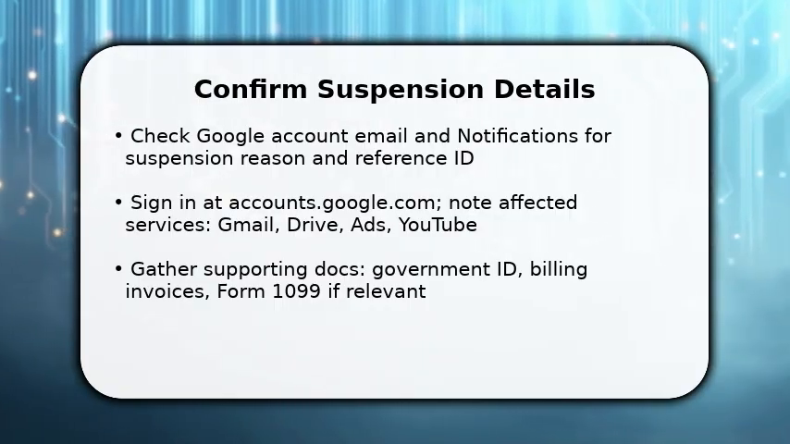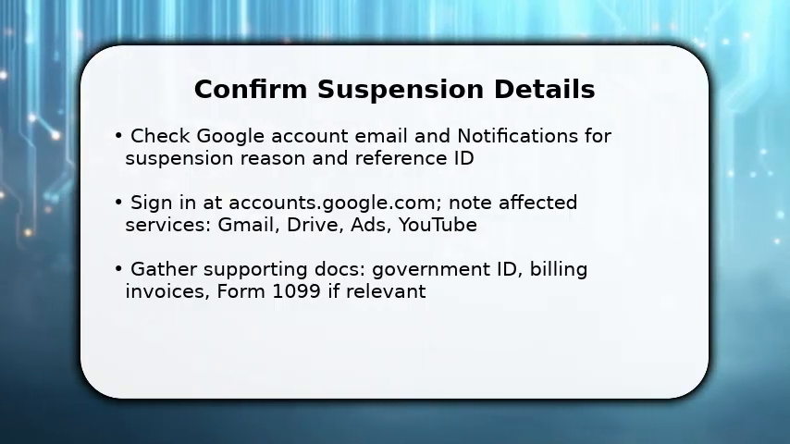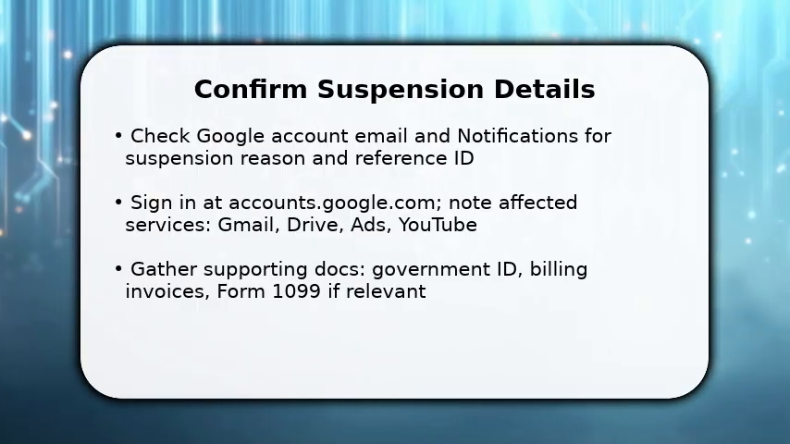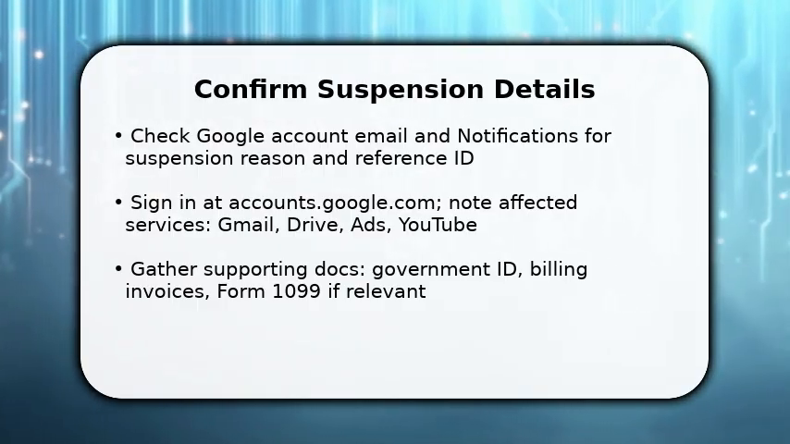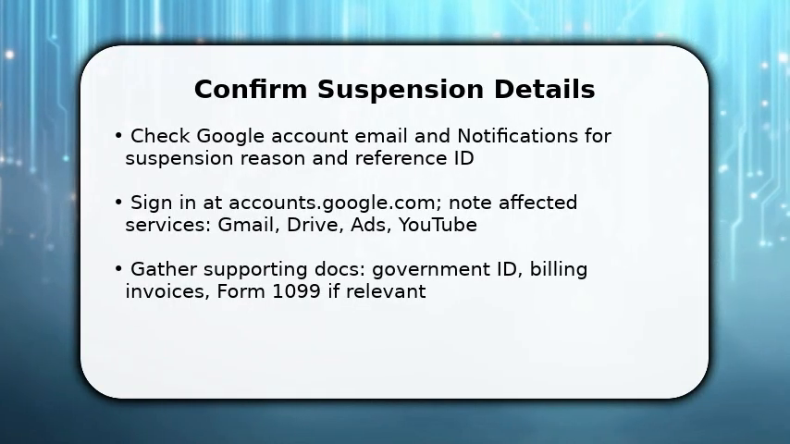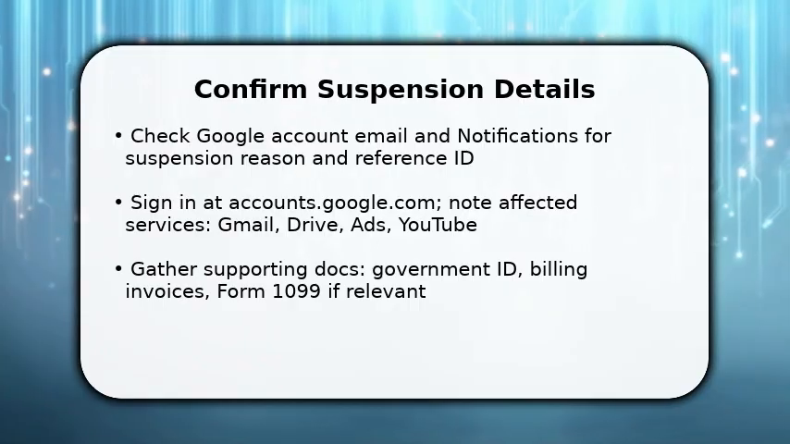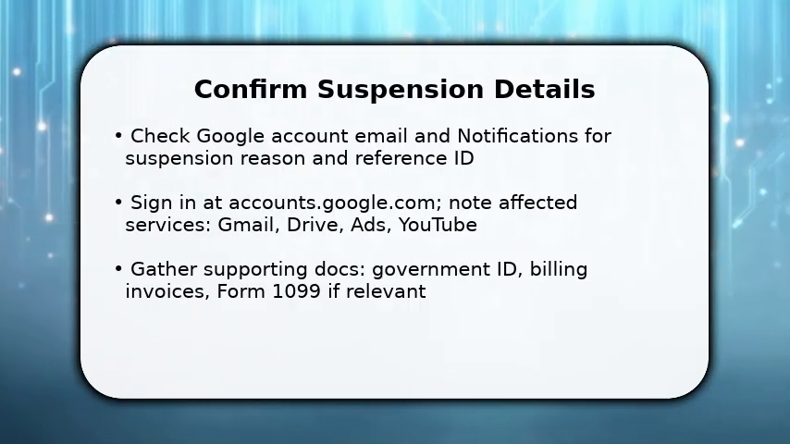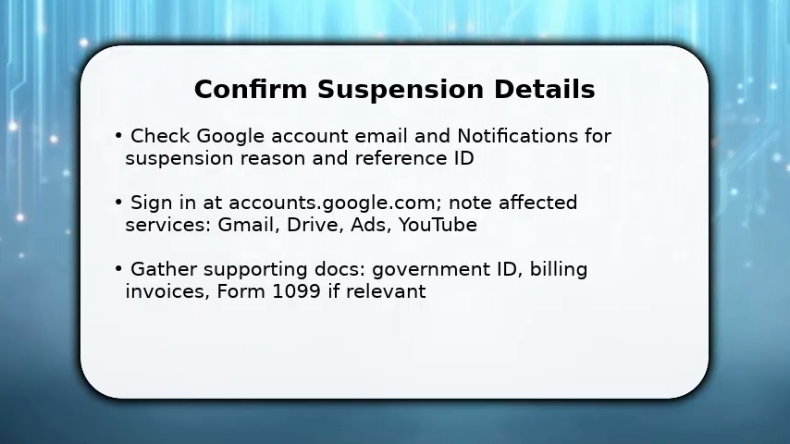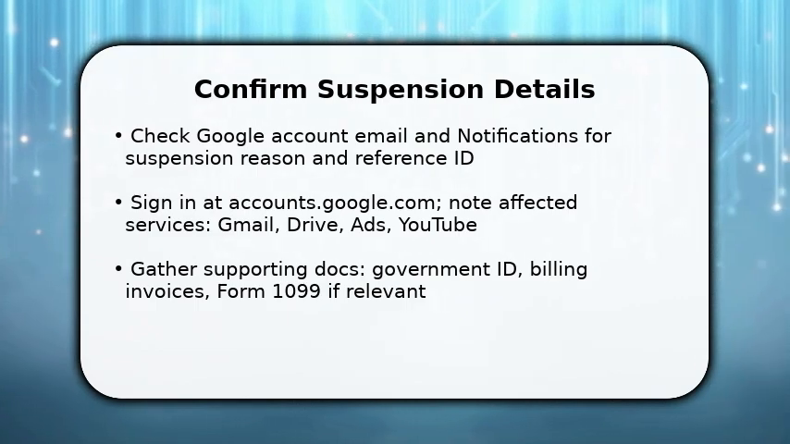Once done, collect required evidence like government ID, recent billing invoices, or tax forms such as Form 1099 when transactions or payment issues are involved. Make sure account recovery options are current. Secondary email and phone. This immediate preparation saves time and prevents rejections when you file an appeal.